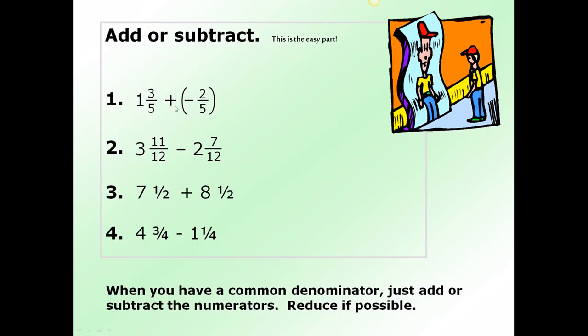Okay, I have 1 3/5 plus a negative 2/5. Because the signs aren't the same, we subtract, and 3 minus 2 is 1. So we have 1 whole and 1/5 as the part.